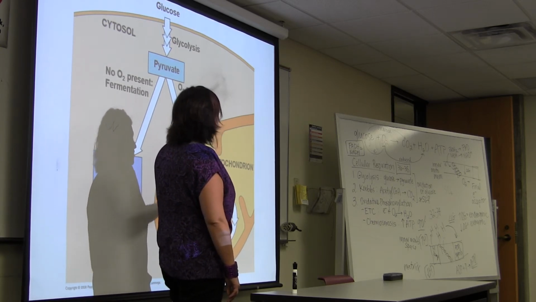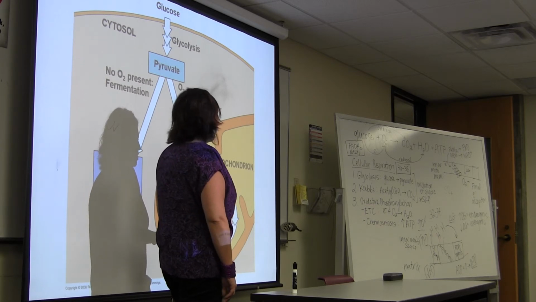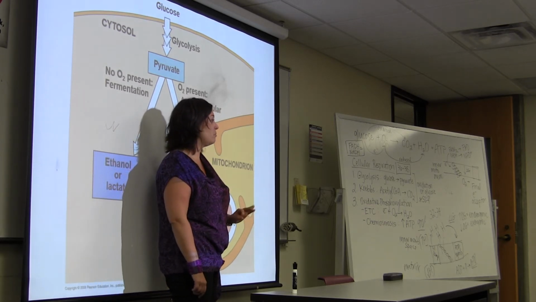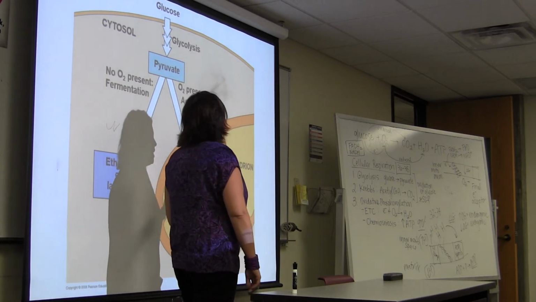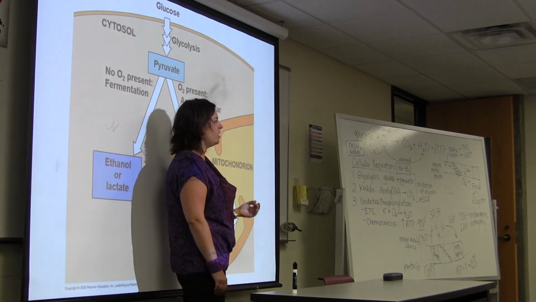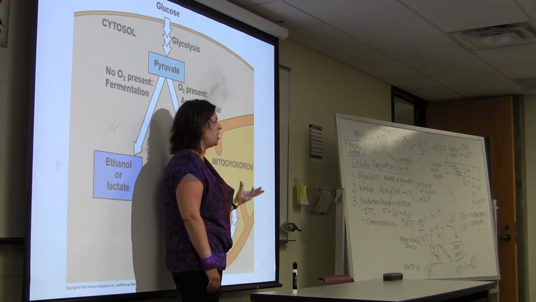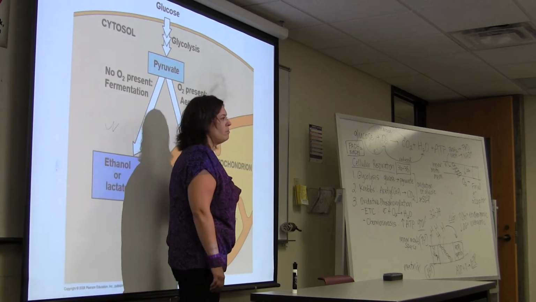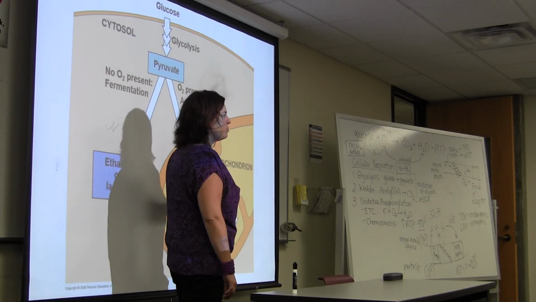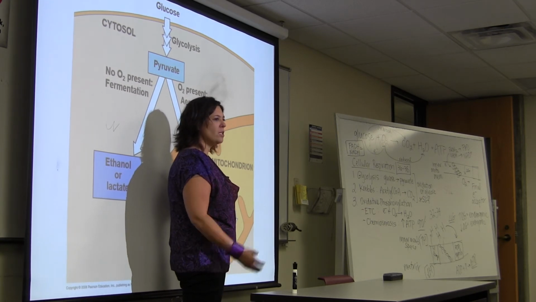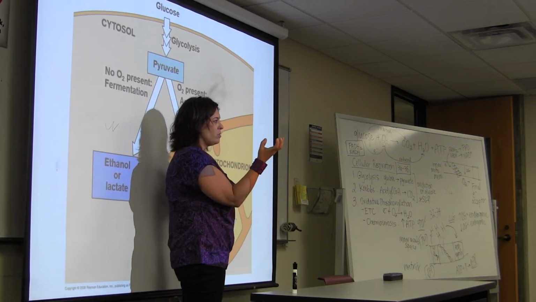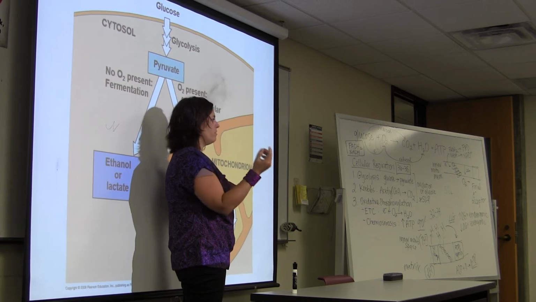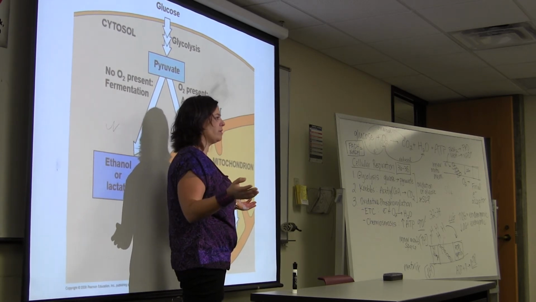All right? If it's anaerobic respiration, that final electron acceptor is going to be something other than oxygen. If it's aerobic respiration, that final electron acceptor at the end of the electron transport chain has got to be oxygen. So this process is the same for aerobic and anaerobic respiration, and the only difference is what that final electron acceptor is. If it's oxygen, you know it's aerobic. If it's not oxygen, it's got to be anaerobic.